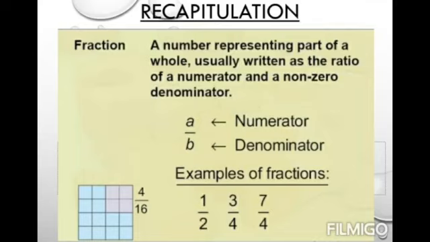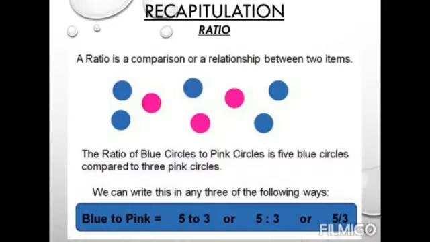Let's start with quick recapitulation. Fractions. A number representing part of a whole, usually written as the ratio of a numerator and a non-zero denominator. For example, 1 upon 2, 3 by 4, 7 by 4. Here you can see these fractions are in the form of numerator and denominator. So these are fractions.